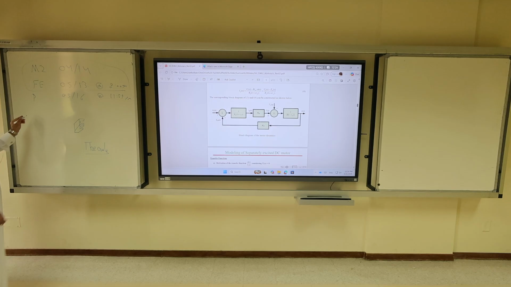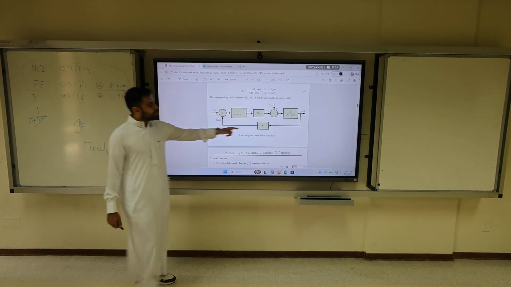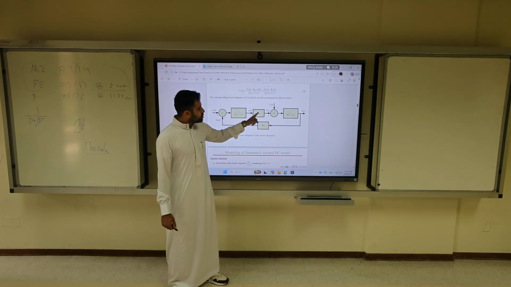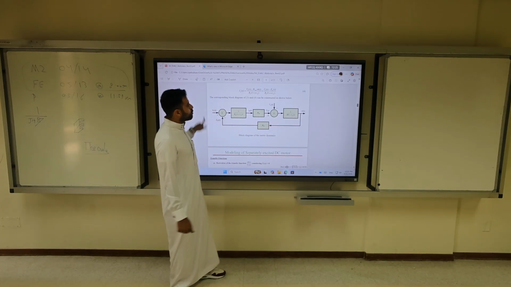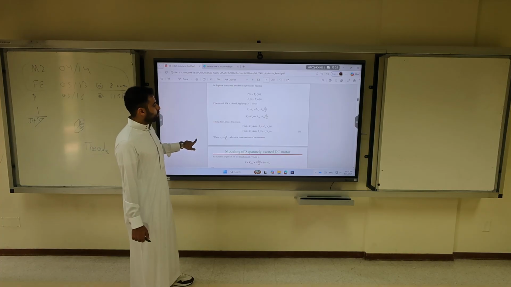Like that. In the project, b is 0, so it will be 1 over js. If you take the common factor, you have to make sure it's non-zero. Okay? Clear? So you have to put this block. These two gains are the same. It's called Km. What is Km?